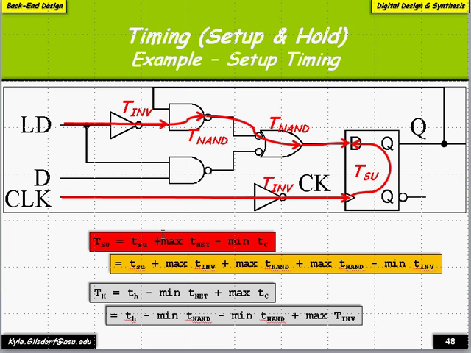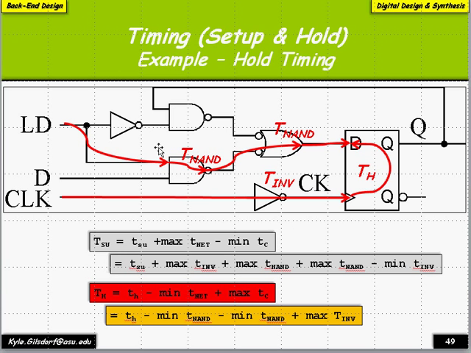And so what we do is we say, okay, the setup time plus that path, so the inverter, the NAND, minus our clock inverter, or a clock buffer that happens to be an inverter. Because if you remember, our clock in setup timing, the longer the clock is skewed, the more time we have to stabilize.